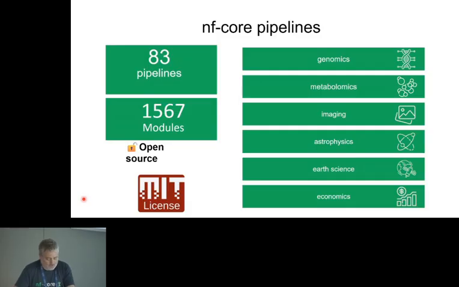They have grown a lot. They have exploded in recent times. We currently have 1,567 modules, and these modules are wrappers of bioinformatics tools that you can use in any Nextflow pipeline. So it means that you don't need to use these modules in an nf-core pipeline. You can use them in any Nextflow pipeline. And all the pipelines and the modules are openly available for the whole community as open source under the MIT license.